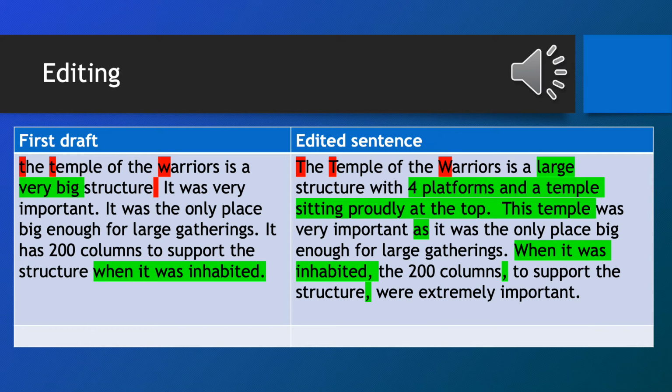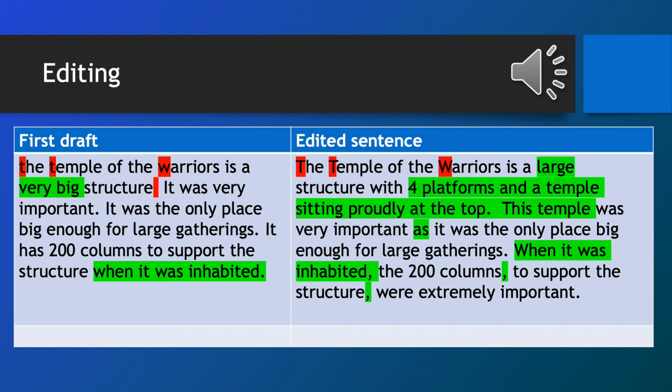The first thing that I changed was, it said in my first draft, it was a very big structure. I didn't think that those vocabulary choices were very good, and I thought I could change that. I've changed it to it is a large structure. I then felt by just saying it was a large structure, the reader wasn't able to visualise what I was talking about. You will have all seen the picture by now, and we know that it has different platforms and that there's a temple on the top. So I needed to be able to tell the reader this.